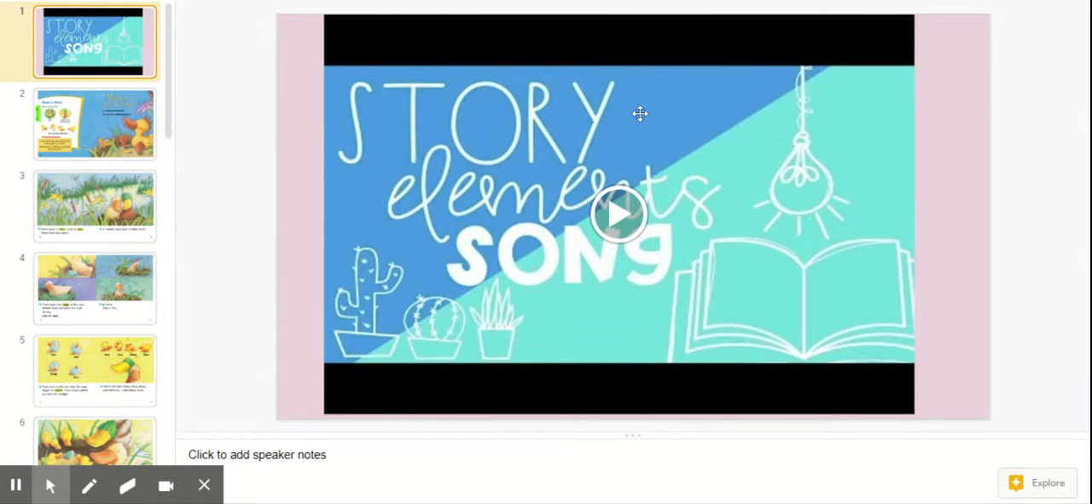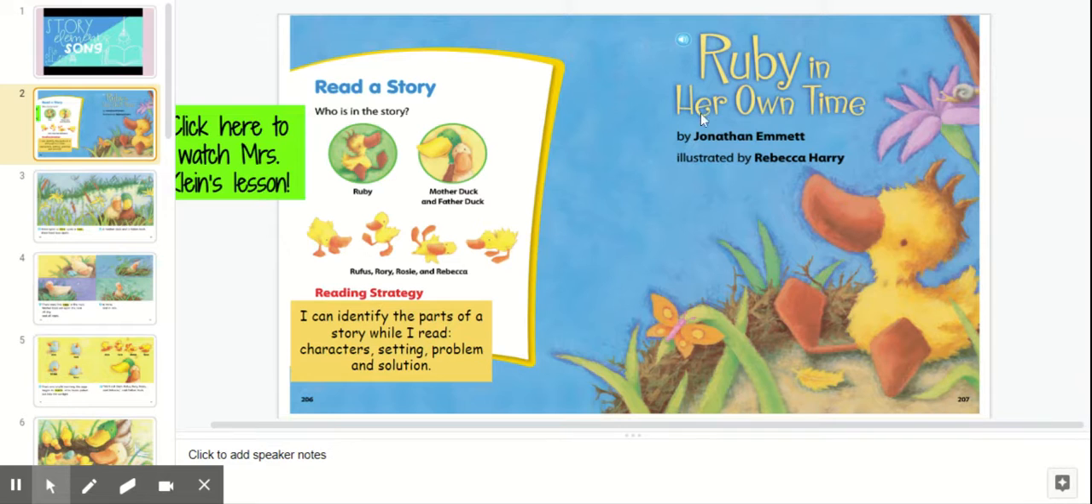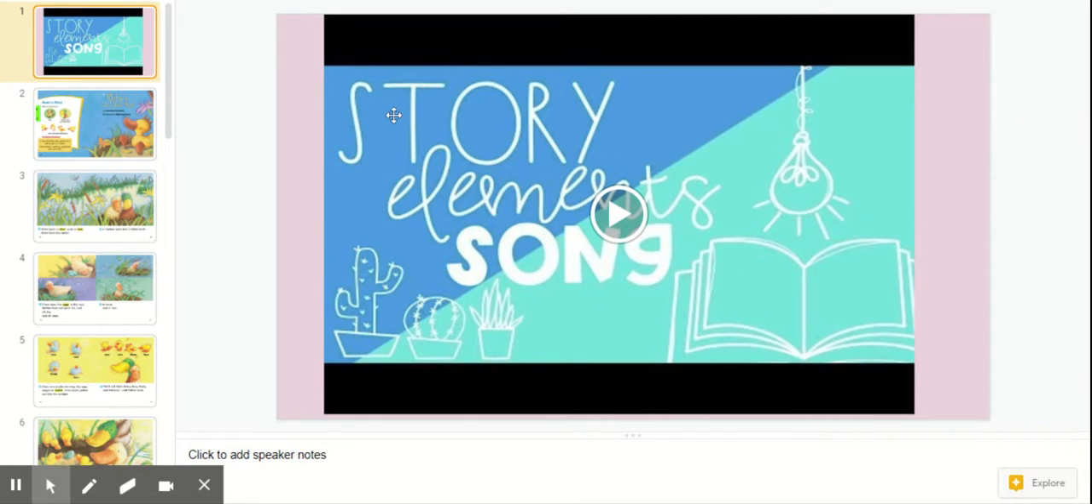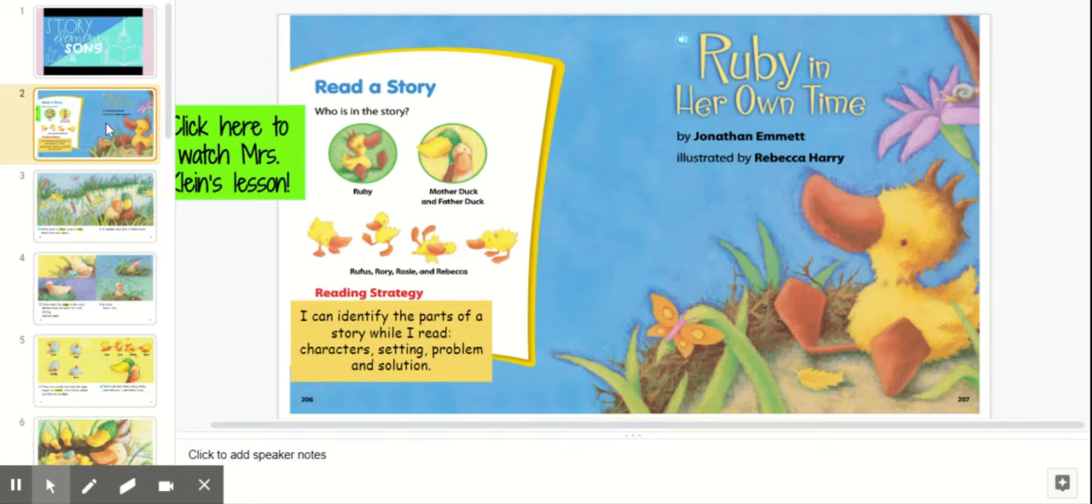Hi, boys and girls. So today we're going to continue talking about animals and how they change as they grow. We're going to be listening to a story today called Ruby in Her Own Time. Before we read this story, you're going to listen to this song. It's called Story Elements Song, and it goes over the four main parts of a story.